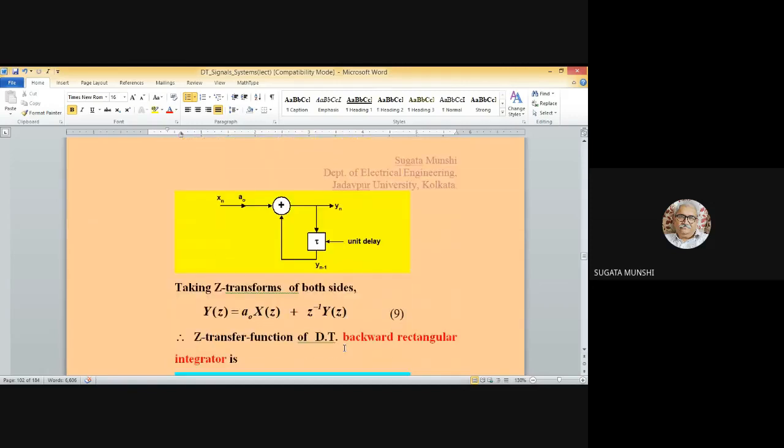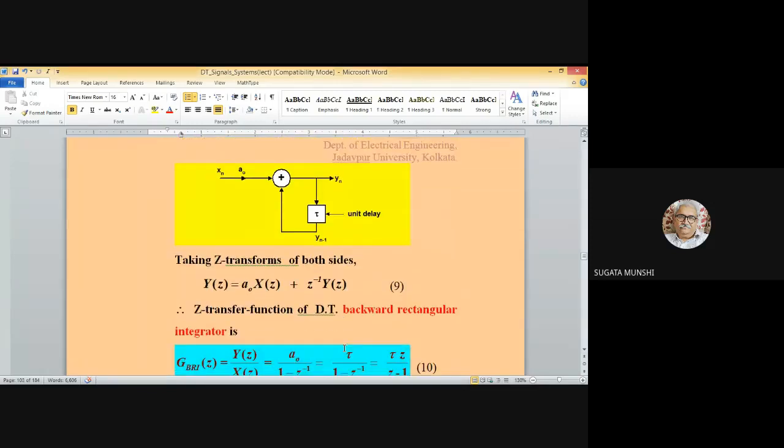So that is the structure for the backward rectangular integrator. One addition and one storage location are required for implementing this, one storage location for the input sample and one storage location for this coefficient.